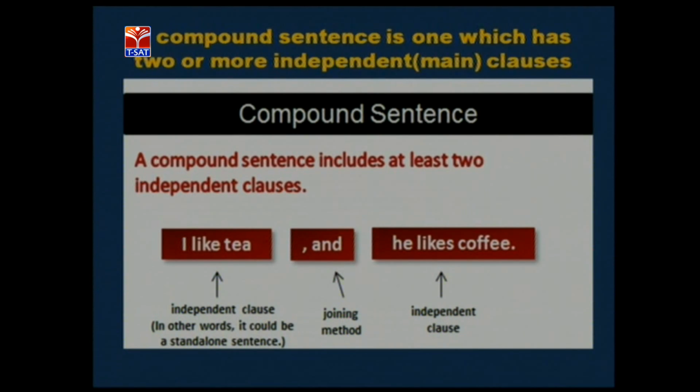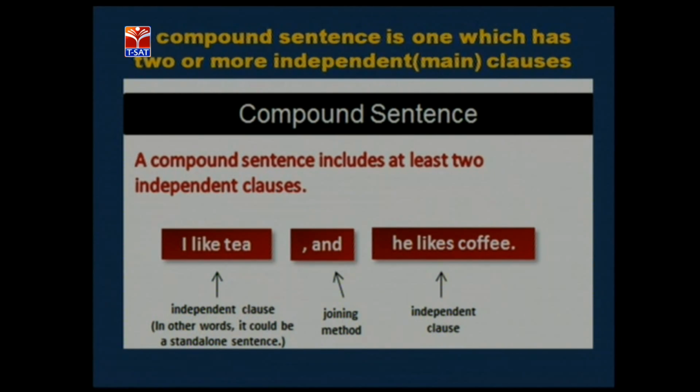Okay, dear student teachers, just observe here. This coordinating conjunction leads to coordination, which leads to the development of a compound sentence. See here, I like tea is one independent clause, and he likes coffee. I like tea is one independent clause. In other words, it can stand alone.